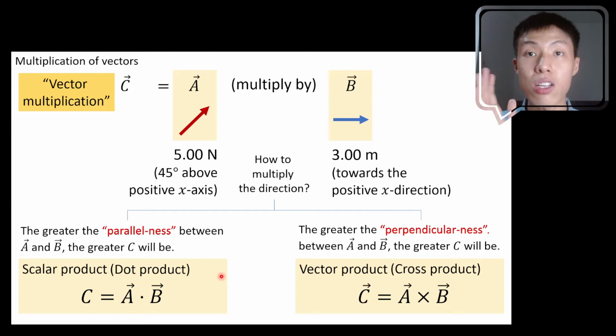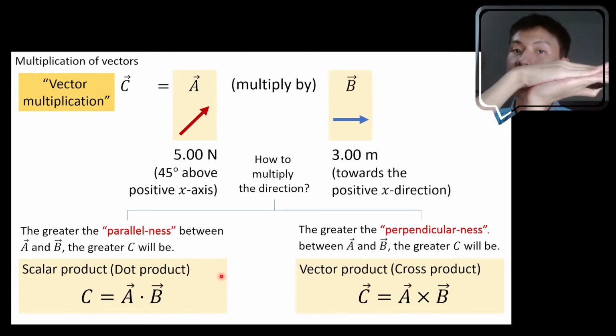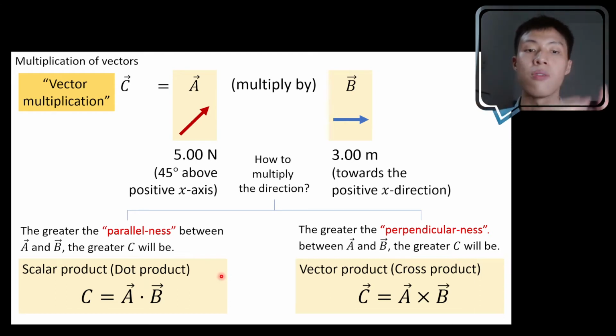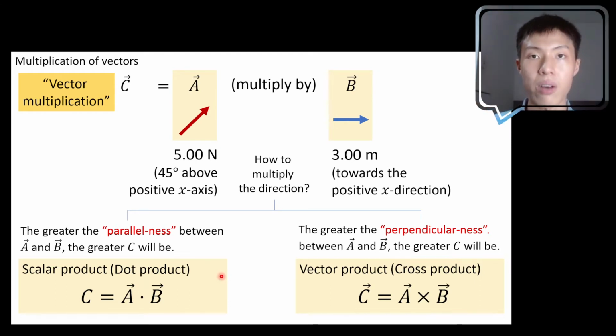So there are two ways of multiplying vectors together. One way is the scalar product, which will get greater result if they are parallel. One is vector product, which will get greater result if they are more and more perpendicular. So these are the two ways of multiplying vectors, and we will look at each of these products in future videos.